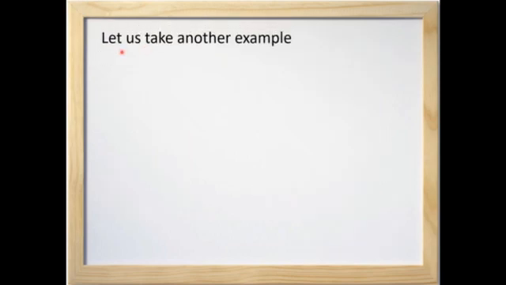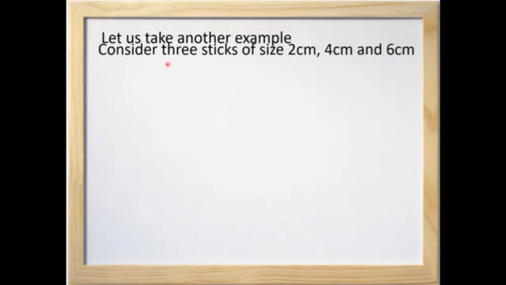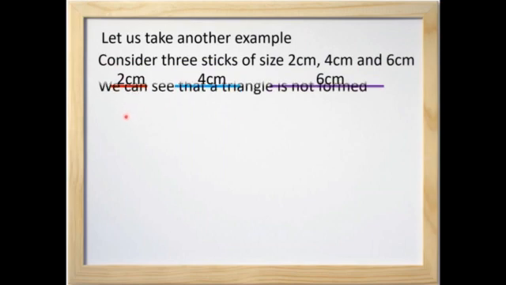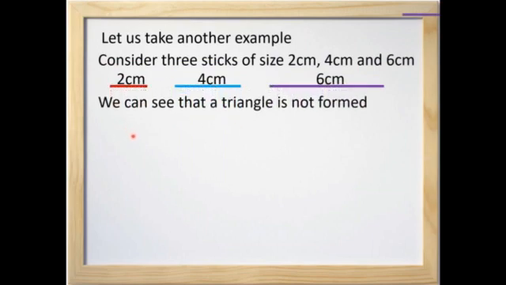Children, now let us take another example. We will take three more sticks of size 2 cm, 4 cm and 6 cm and try forming a triangle. From the figure we can see a triangle is not formed. You can see, children, the 2 cm stick and the 4 cm stick overlap on the third stick of size 6 cm. We will find out why they are not forming a triangle.